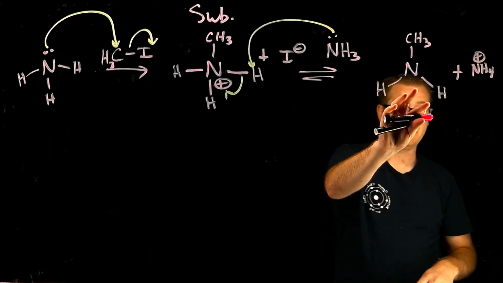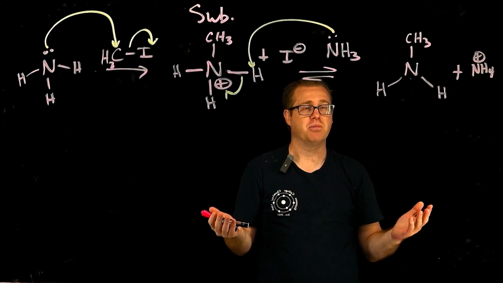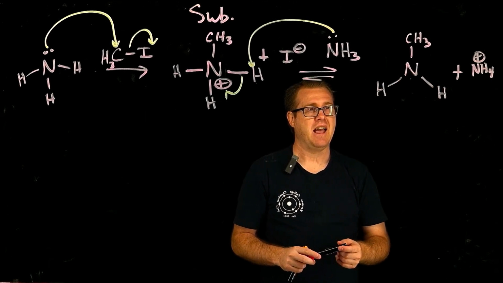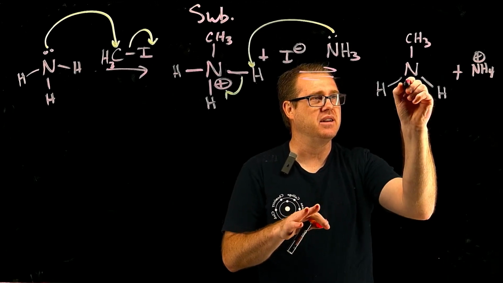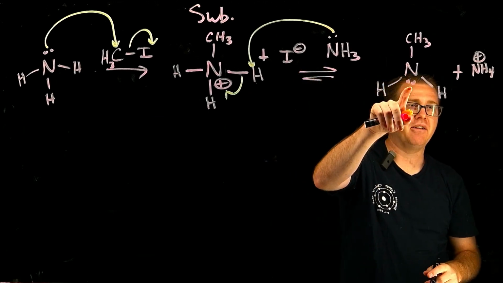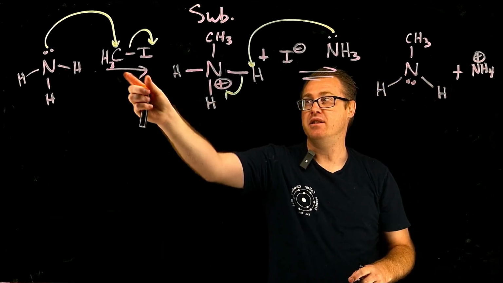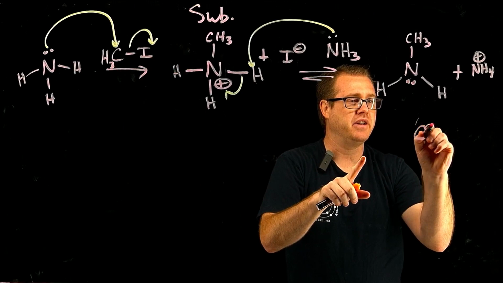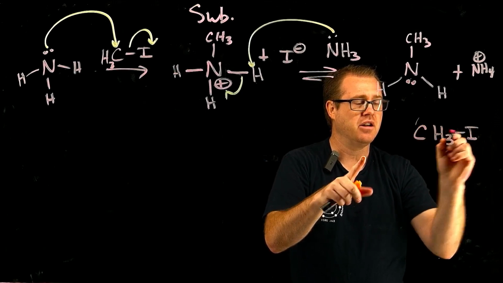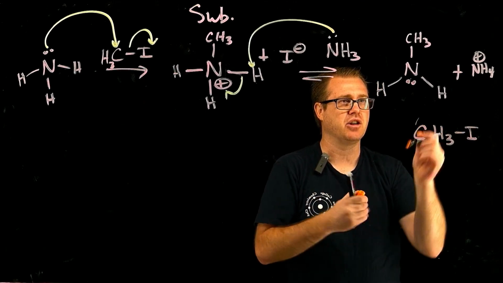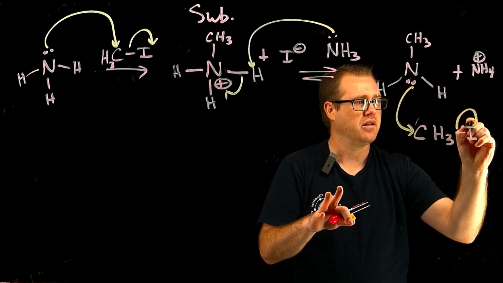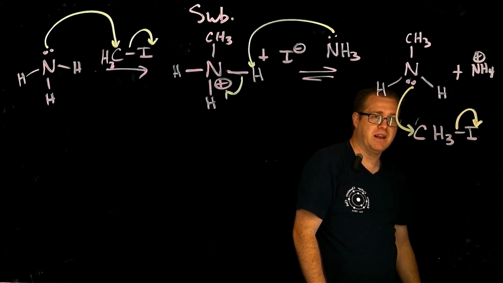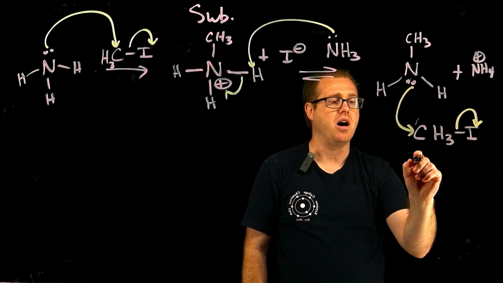So if that's our target that we want, we're going to run into a problem here, okay? And the problem is this. You have now a primary amine. There's still going to be some methyl iodide around. So you could envision another substitution process occurring here, like so. And that's really, really hard to stop.